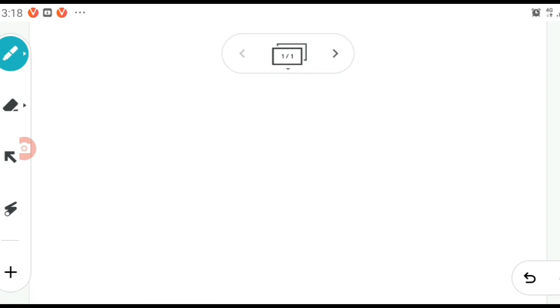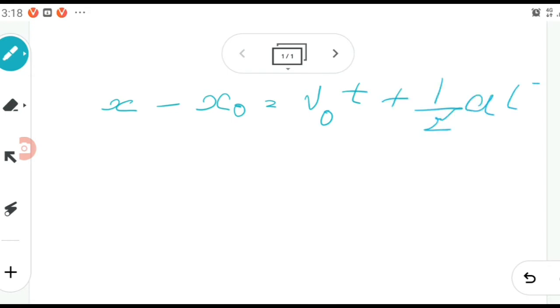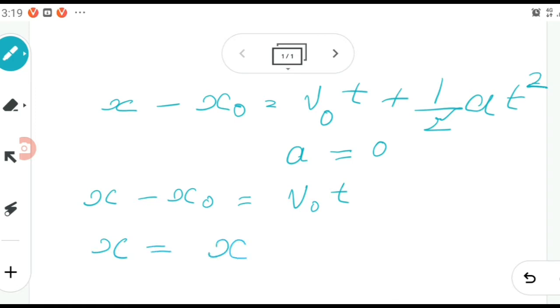We have the second equation of motion, x minus x0 equal to v0 t plus half a t square. Here, since the objects are in uniform motion, a is equal to 0. So our expression becomes x minus x0 is equal to v0 t. So what is the final position? x is equal to x0 plus v0 t.